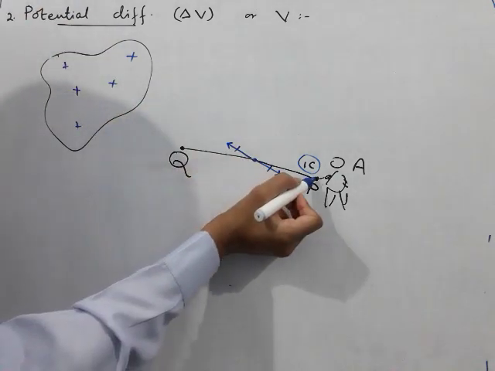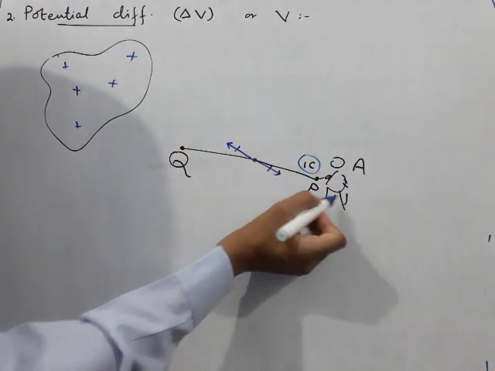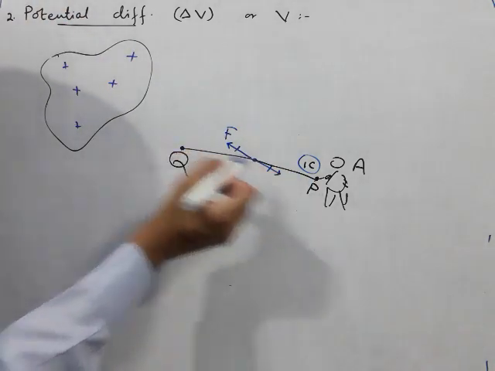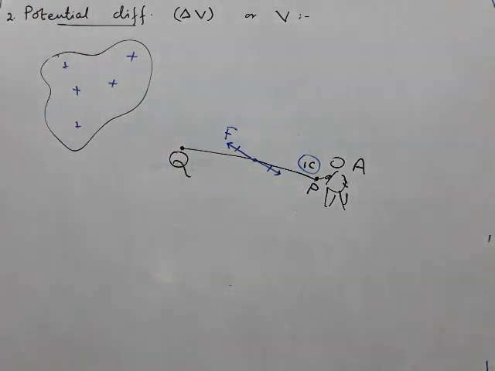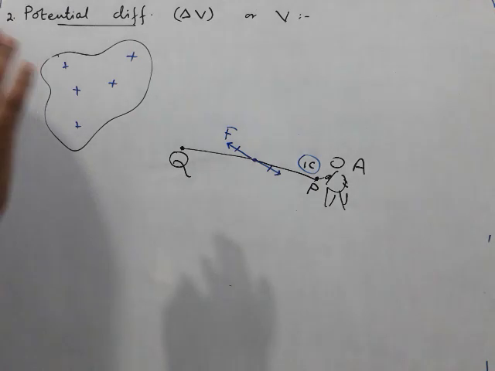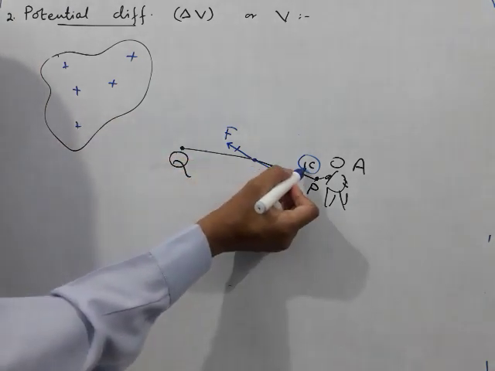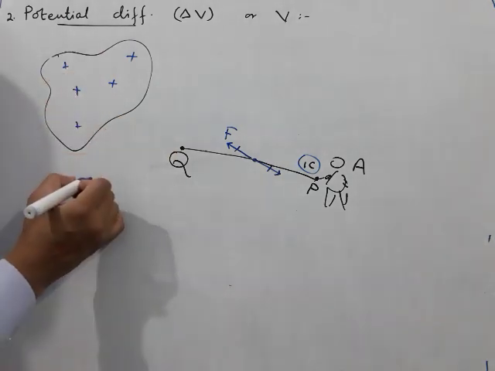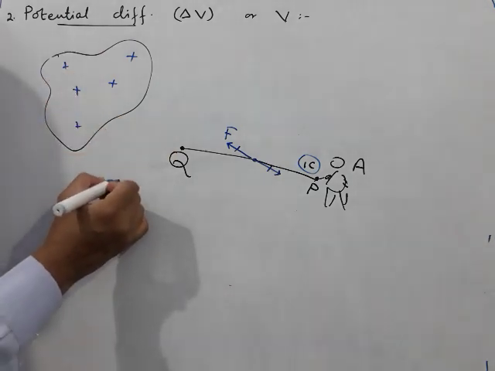So in bringing this charge from this point to this point, this person is applying some force and there is some displacement from P to Q. That means he will do some work. In standard 9th we have read about work. Work done is force times displacement. My point is, in carrying a charge of 1 coulomb from one point to another, this person will do some work. Let that work be W.